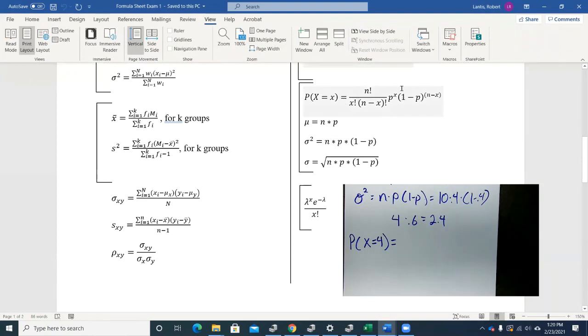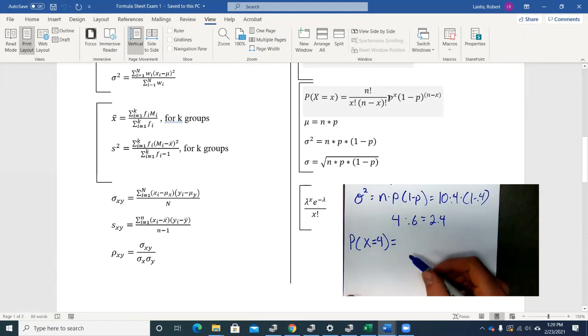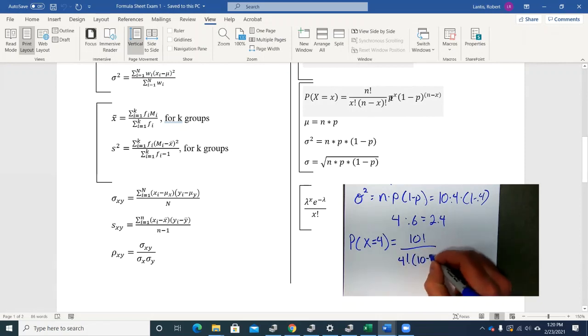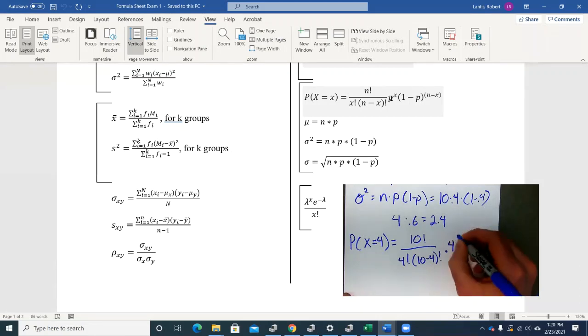We have this probability mass function, okay? So our n was 10, our p was 0.4, and our x is 4. So we're just going to write this out. So n factorial over x factorial, right? I can just follow along reading this equation, writing it out, plugging my numbers in. N minus x factorial times the probability of success to the x power times 1 minus the probability of success to the n minus x power, right?